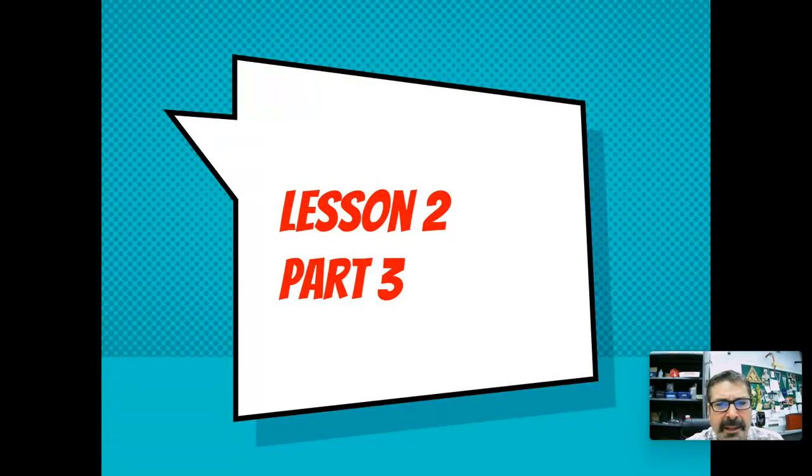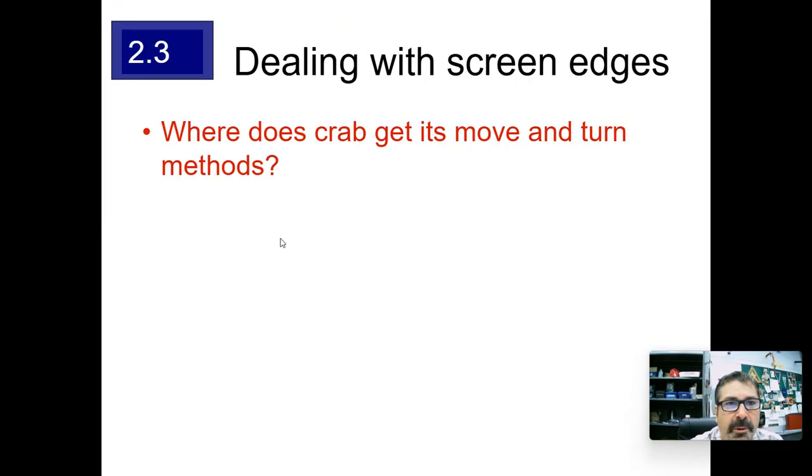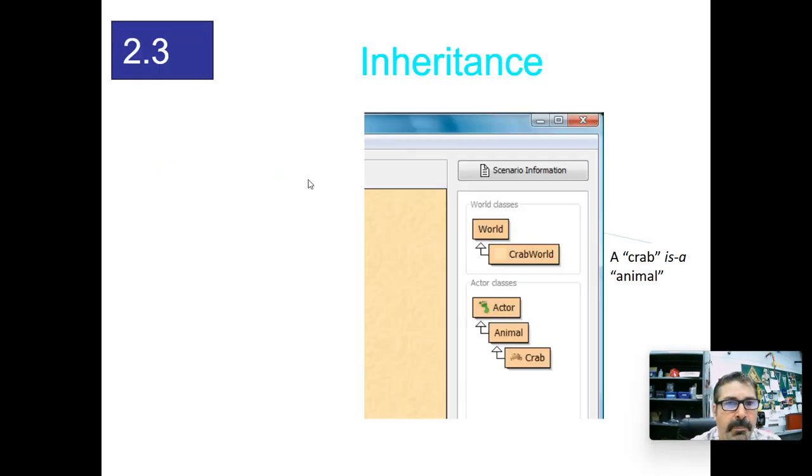All right, ladies and gentlemen and programmers, we're going to do lesson 2, part 3 for the little crab. Here's your line paper notes, or at least what I call the line paper notes. Write this down on your line paper notes. Where does the crab get its move and turn methods from? The answer is it gets them from animal or actor, because it's a subclass of animal and actor, but it probably gets them from animal.